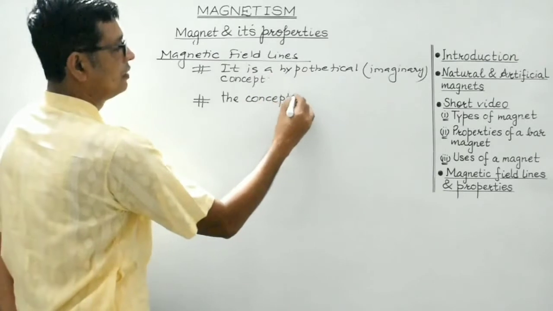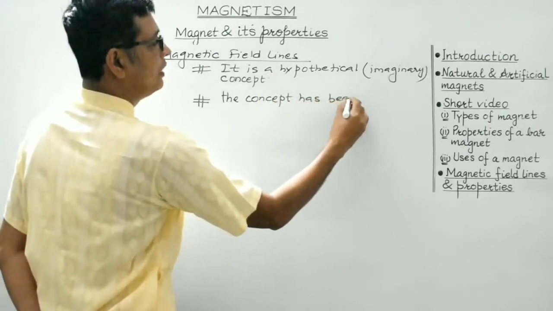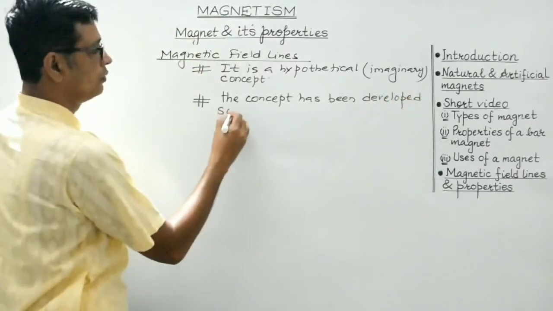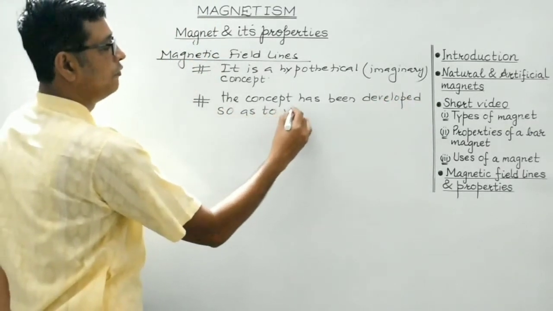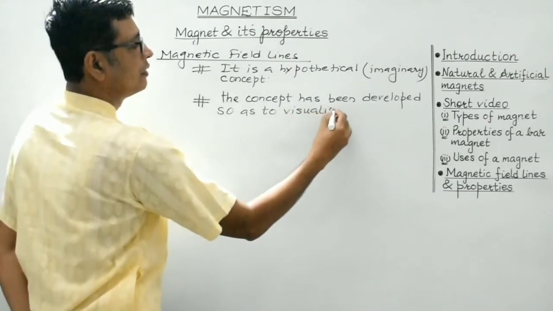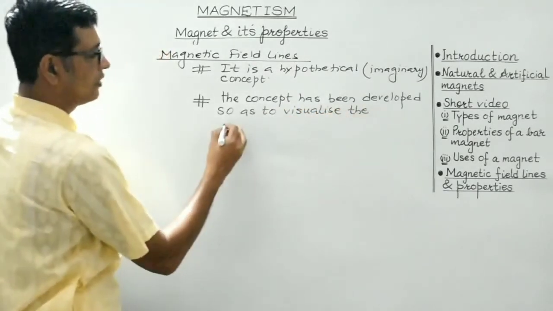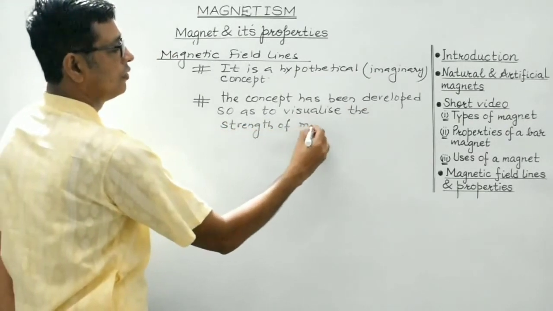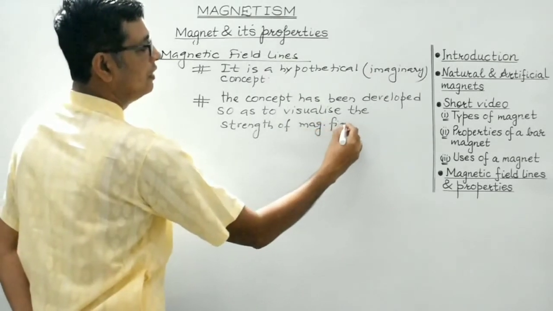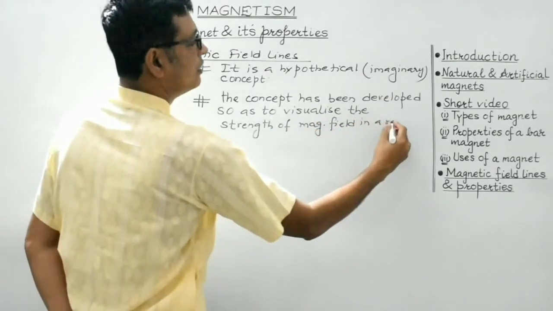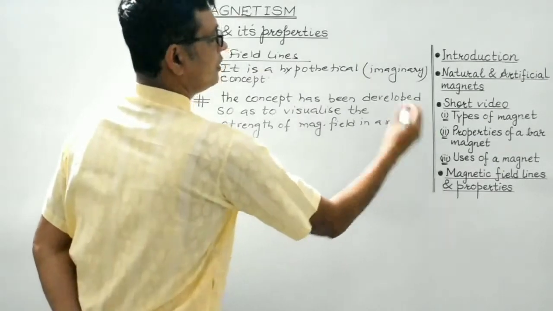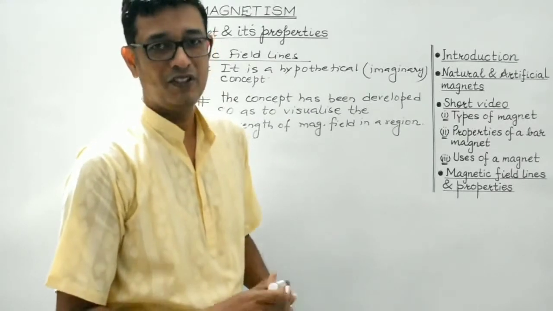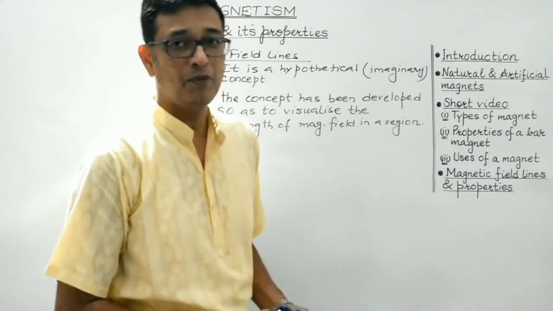So basically, this concept of magnetic field lines has been developed so as to visualize the strength of the magnetic field in a region. So that is why this concept of magnetic field lines is developed, right? Now let us discuss some of its properties.